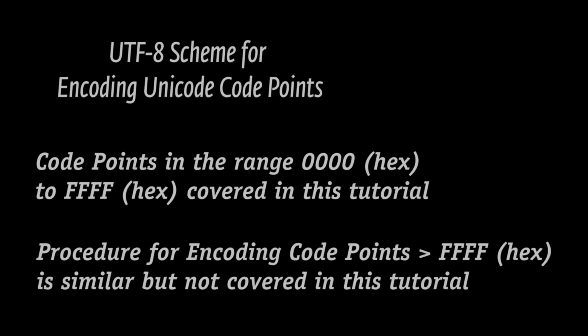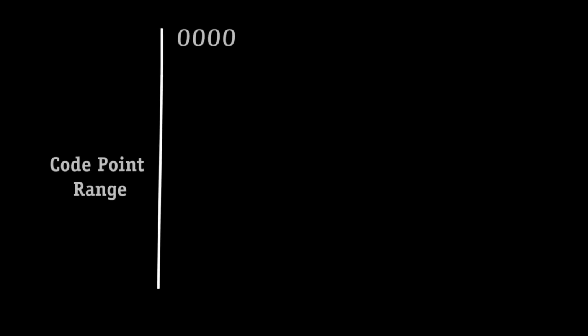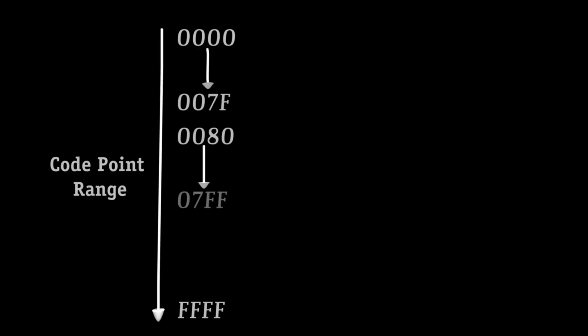This procedure is for code points below FFFF hex, and this covers the most important languages and symbols. Consider the code point range from 0 to FFFF hex. Subdivide this into three contiguous ranges. The first one from 0 to 7F, the second one from 80 to 7FF, the third one from 800 to FFFF. Note that there are no gaps between two ranges. This is a contiguous range.